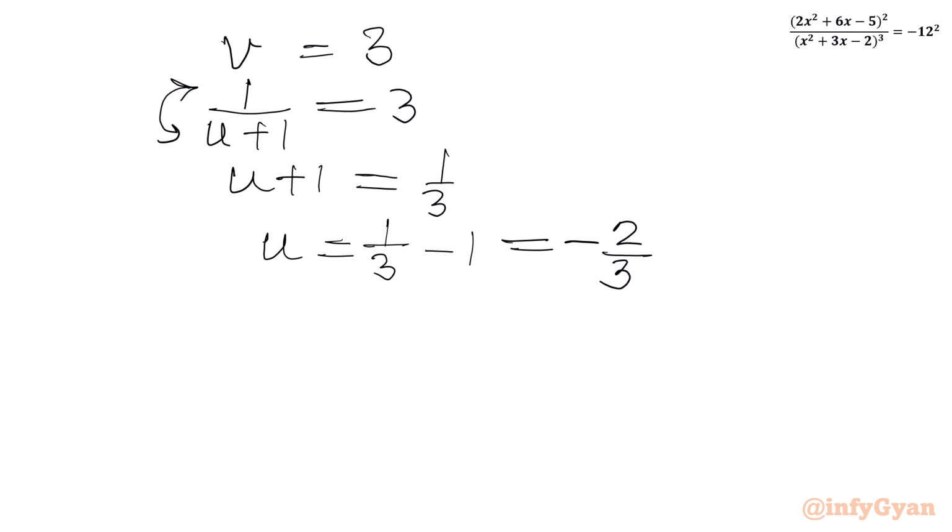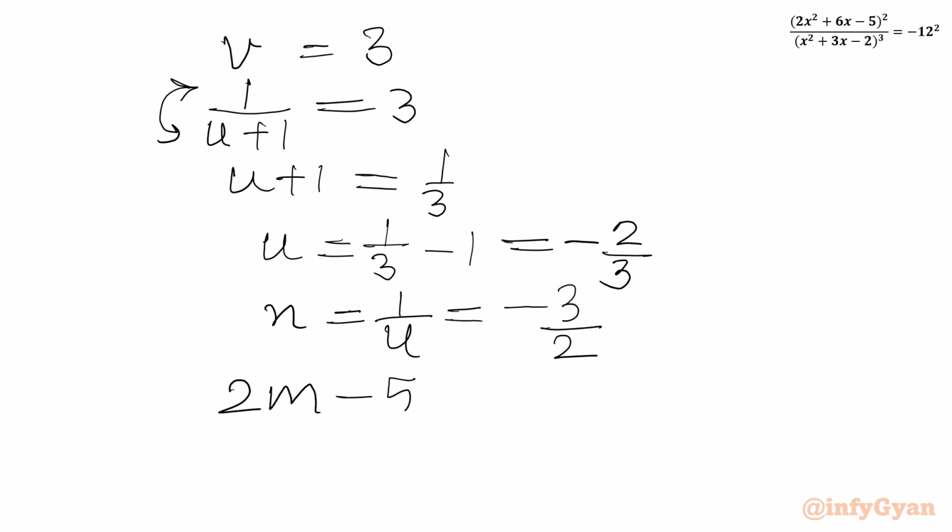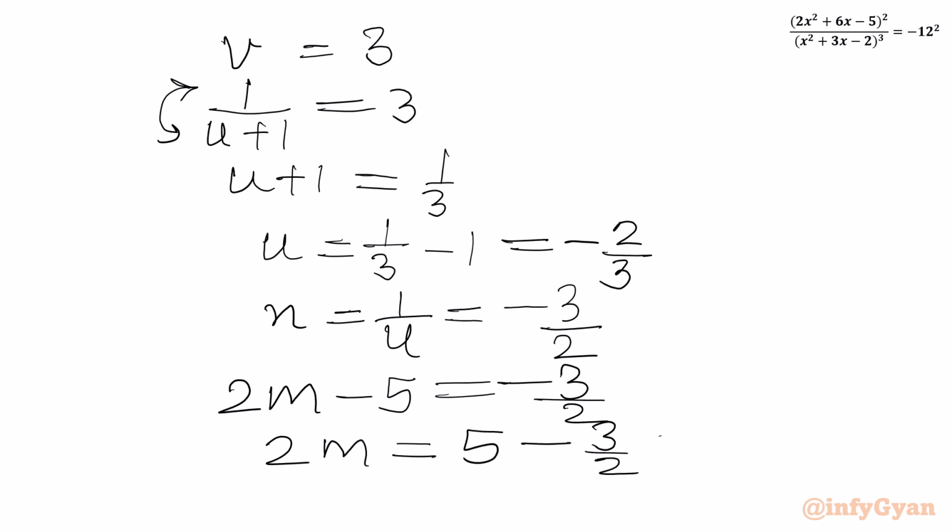Now u was the reciprocal of n. So I can write n equal to 1 over u. So this value will be equal to minus 3 over 2. Now n was 2m minus 5. So I will write 2m minus 5 equal to minus 3 over 2. Add 5 to both sides. We will get 2m equal to 5 minus 3 over 2, or I can write 10 minus 3, 7 over 2. So m will come out 7 over 4.